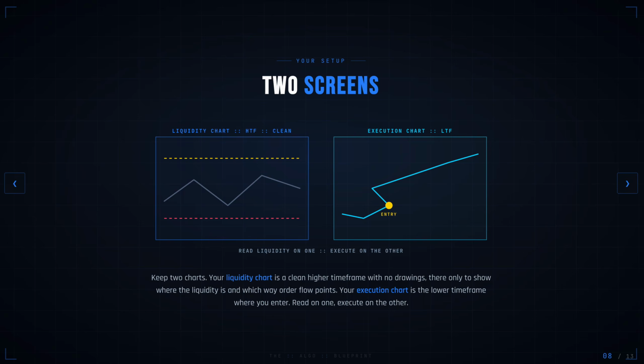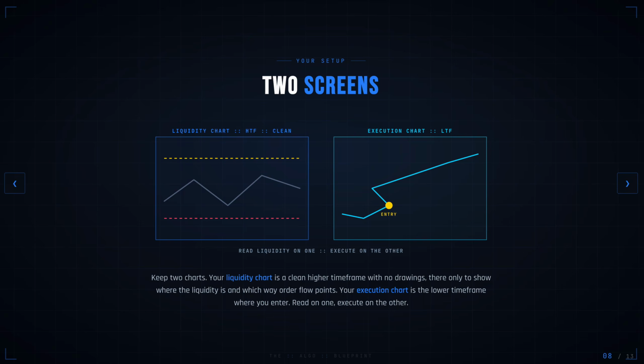Your setup, 2 screens. So first you have your liquidity chart, higher time frame, clean. On this you have your time-based liquidity pools and your higher time frame PD arrays where you can see okay, price is holding bullish, price is holding bearish. And then you have your execution chart. That is on the lower time frame where you search for your entry.